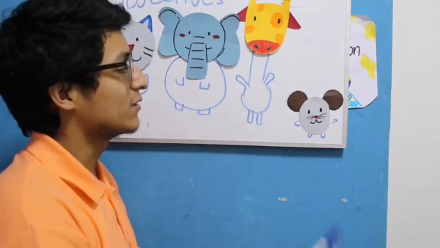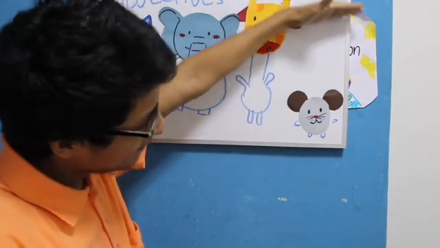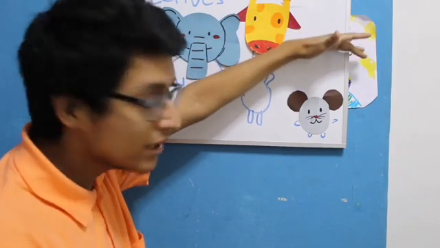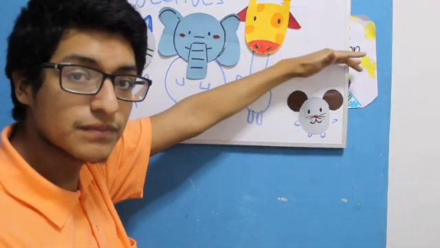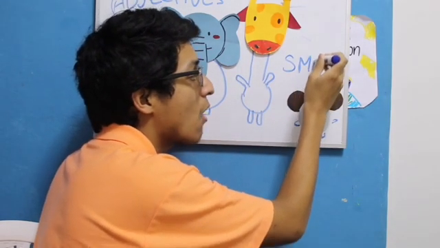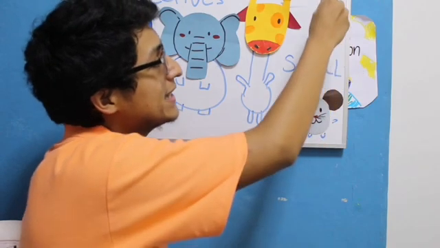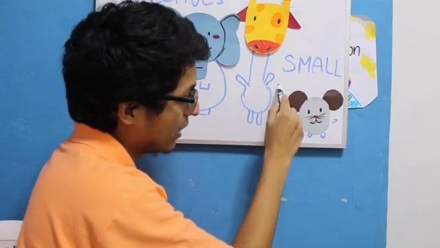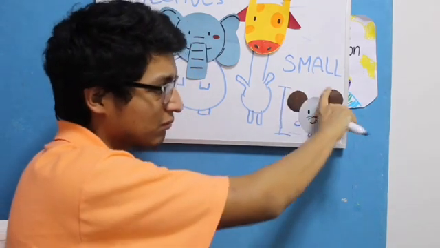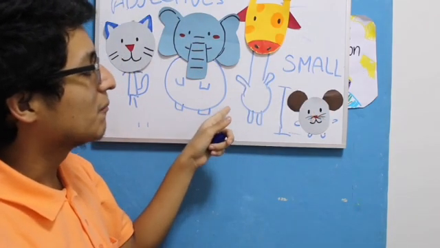Let's start with the easiest one. This is a mouse. We are going to start with this one. The mouse is small. That's how we are going to call it. Okay? Small. Small is for something that is very short, okay? Small, very small.